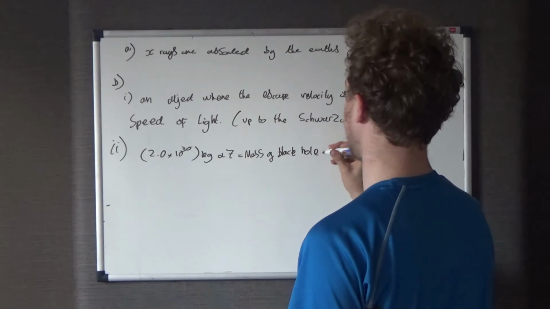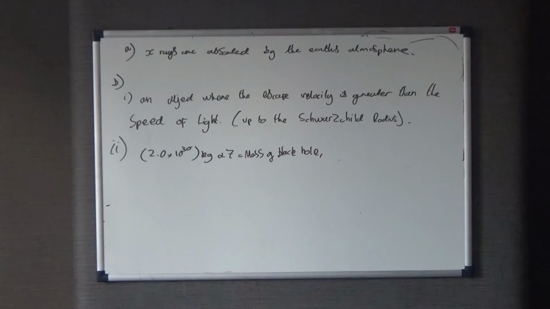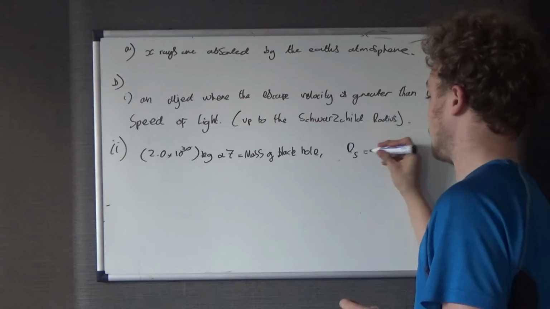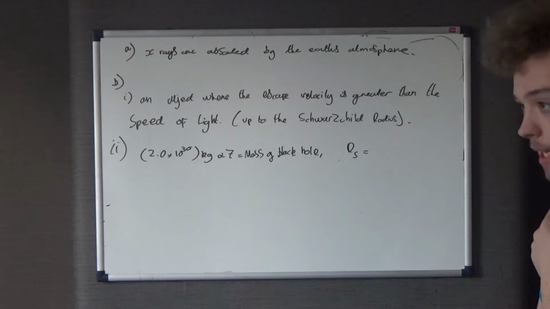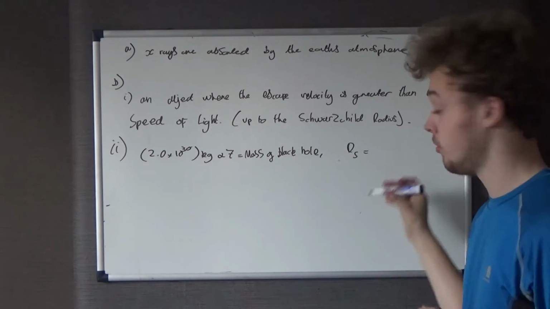Now we're not sure what we're asked to do with this yet, but it's likely we're going to need that. Calculate the radius of its event horizon. Okay, so this particular equation is given in the formula sheet.